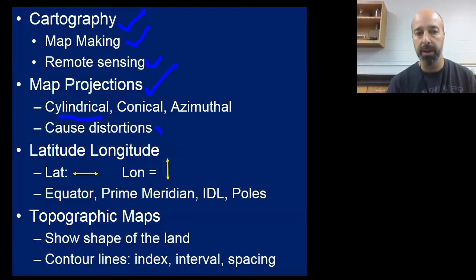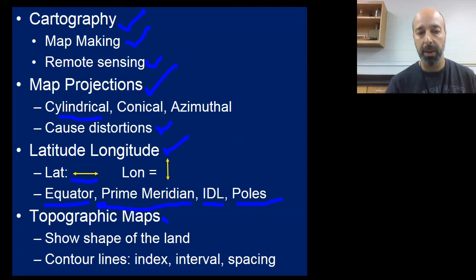We need to remember that no matter what, all map projections cause distortions because there's no way of getting around the fact that we're trying to put a round Earth onto a flat map. We need to know about latitude and longitude. You'll need to know how to locate things, but we'll do some stuff on that in class. Some people like to remember that latitude is flatitude. I like that. You need to know about the equator, 0 degrees latitude, prime meridian, 0 degrees longitude, international dateline is 180 degrees longitude, and the North and South Pole are 90 degrees north and south latitude.